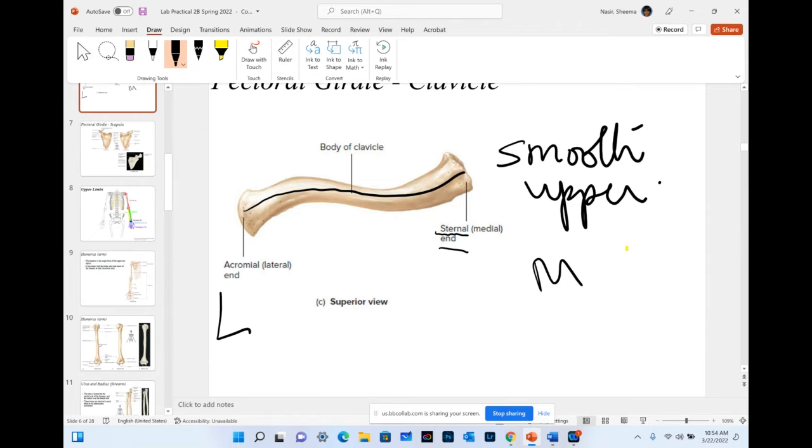Also, pay attention to the fact that the convex part of the bone must be medial and anterior. So the convex part has to be medial and anterior. Now, what does that mean?